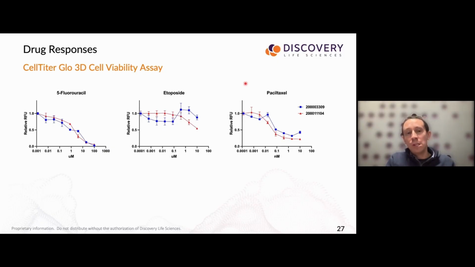And what was very interesting here is that we could already see just some basic differential responses. 5-fluorouracil and paclitaxel largely had the same kinetics in response to the various compound concentrations, while there were some slight differences in etoposide, in that at the higher concentrations, the 1104 model starts to die, while the 3309 model tends to remain pretty stable throughout all the concentrations that we tested.